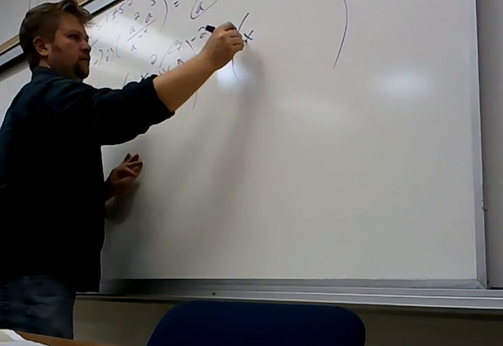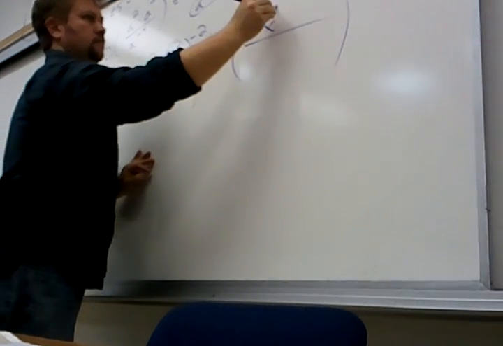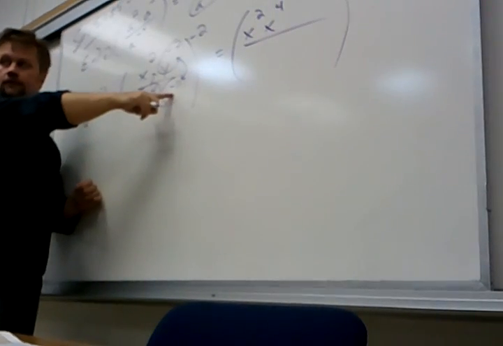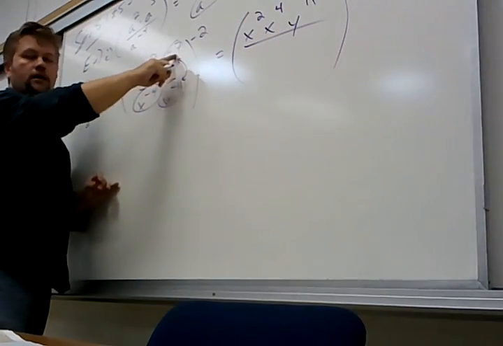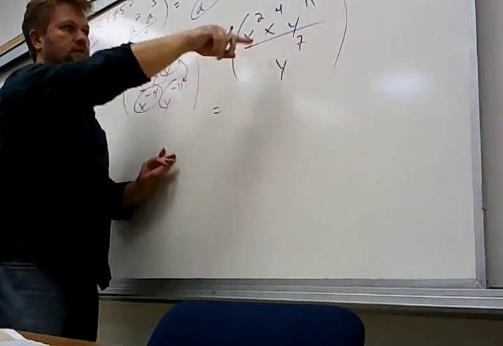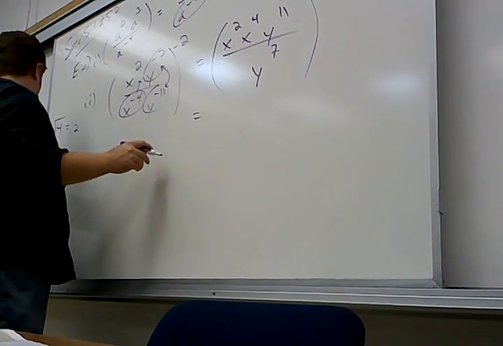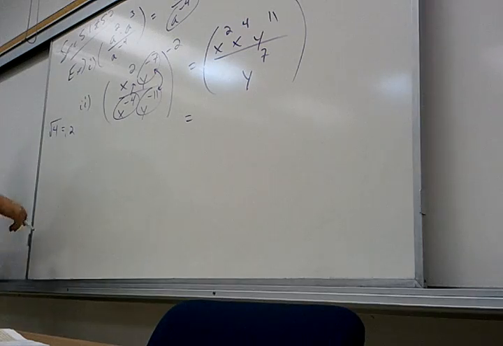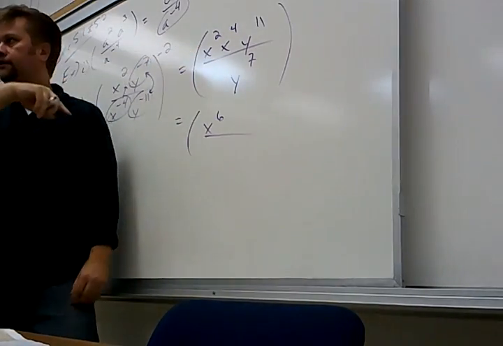those 2 stay like you told me. Those 4 come up there. Those 11 y's go up. And those 7 y's go down. And now I can just attack that directly. How many x's do I have? 6. So 6. How many y's do I have left?